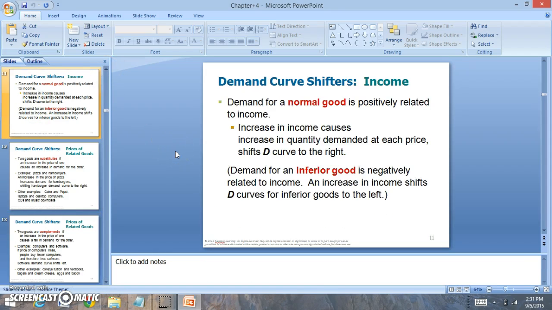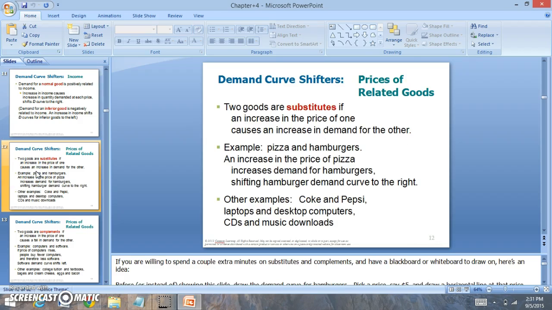Another one of the shifters would be income. There are 2 types of goods we focus on: normal goods and inferior goods. Normal goods are going to be positively related. Think of just clothes, that kind of thing. Inferior goods are going to be inversely related. Think of generic goods.